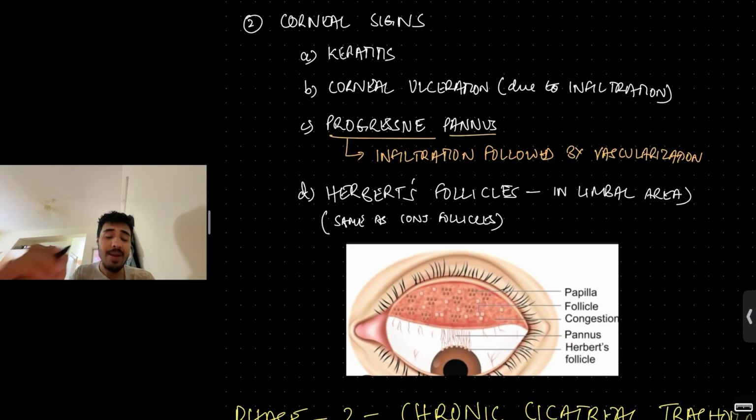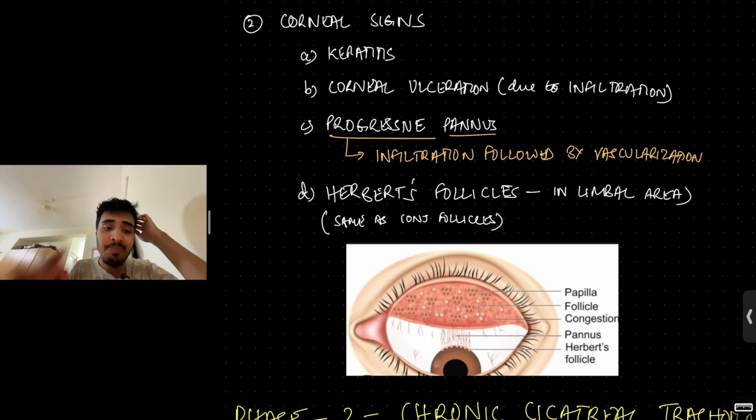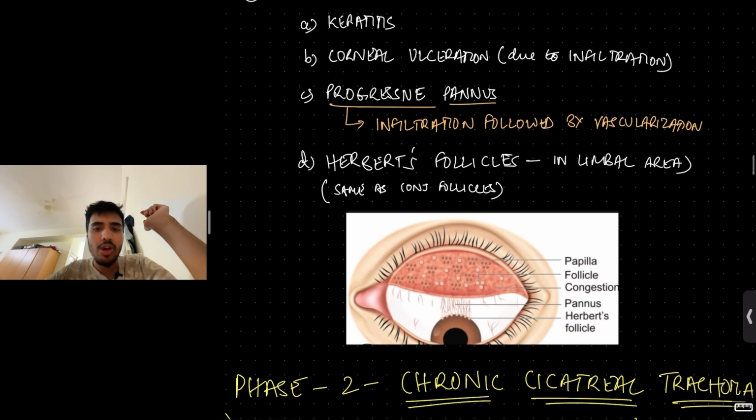And the same sago grain conjunctival follicles that I described in the upper palpebral conjunctiva, if they are present in the limbal area around the cornea, are known as Herbert's follicles. And in these Herbert's follicles also, when I do histopathology, I can see the exact same Leber cells. So that is about the signs of acute inflammatory trachoma.